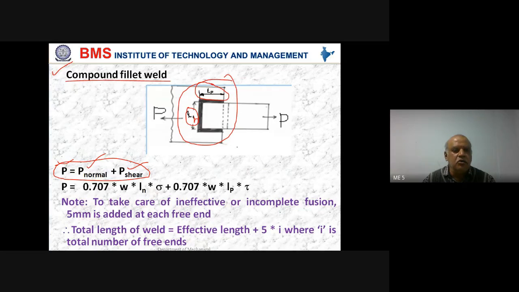So the total load shared by the compound fillet weld is equal to load shared by normal fillet weld plus load shared by parallel fillet weld. Is that okay? So therefore P is equal to, note down this equation. Note down compound fillet weld, note down the sketch quicker, and note down up to this equation.